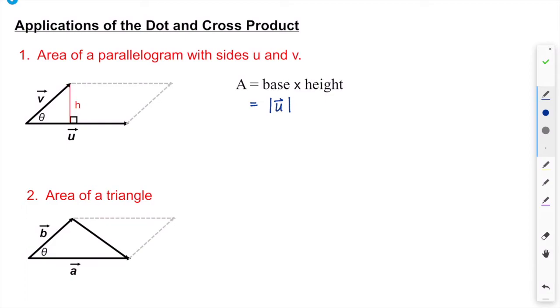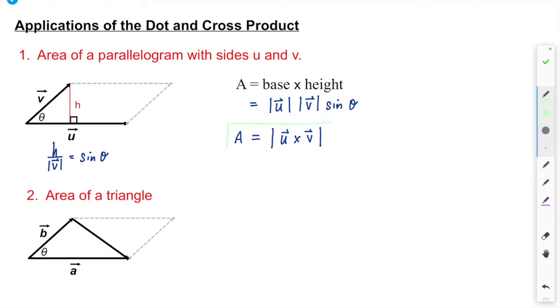Now, how can I find the height using the given information, theta and the vectors that I have? Well, notice how in the right triangle, height over magnitude of v is equal to sine theta, right? That's opposite over hypotenuse. In other words, height is equal to the magnitude of v times sine theta. What do we notice? The area of a parallelogram can actually be found by finding the magnitude of u cross v. Pretty convenient, right?